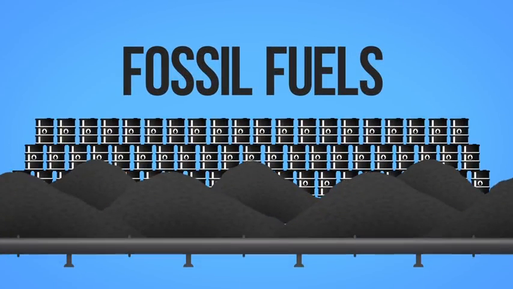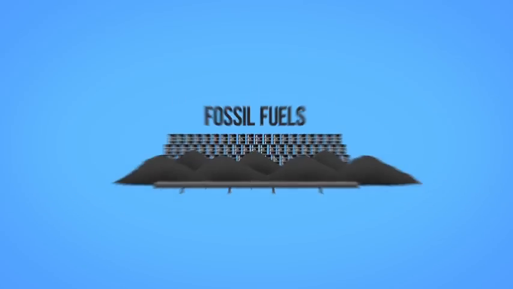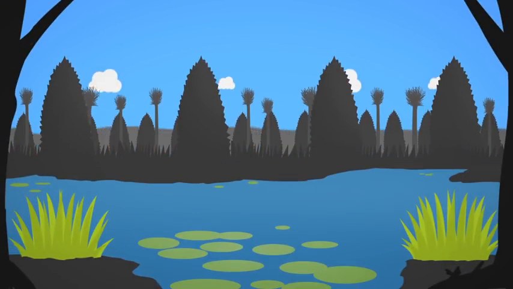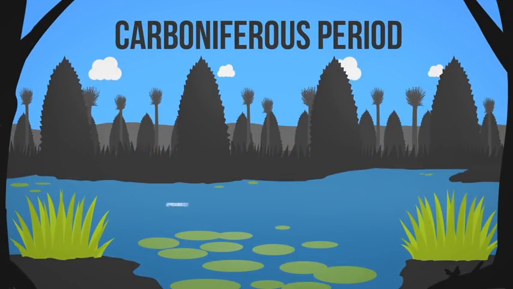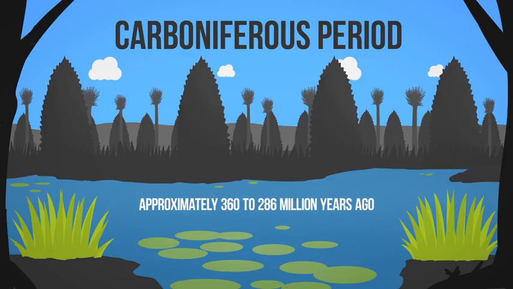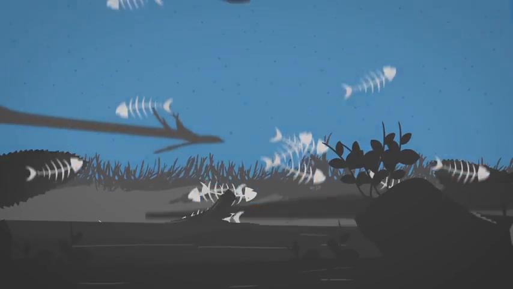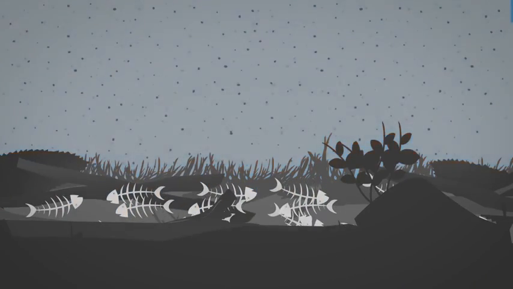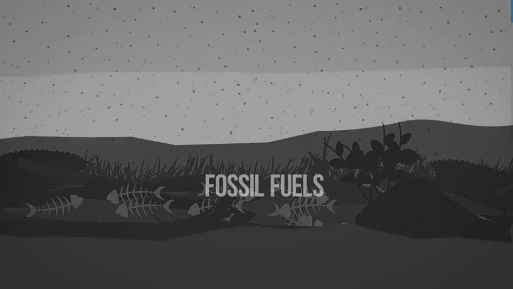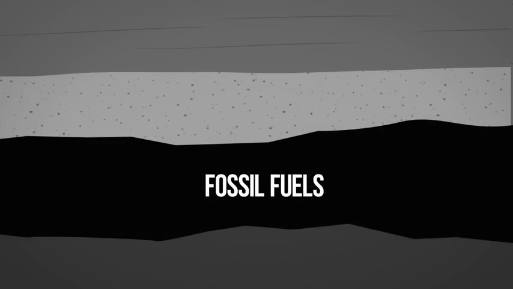Fossil fuels. Fossil fuel is a term used to describe a group of energy sources that were formed from ancient plants and organisms during the Carboniferous period approximately 360 to 286 million years ago, even before the age of dinosaurs. At that time, the land was covered with swamps filled with organisms and plants. As they died, they sank to the bottom of swamps and oceans and over millions of years started decomposing under layers of sand, clay, and other minerals.